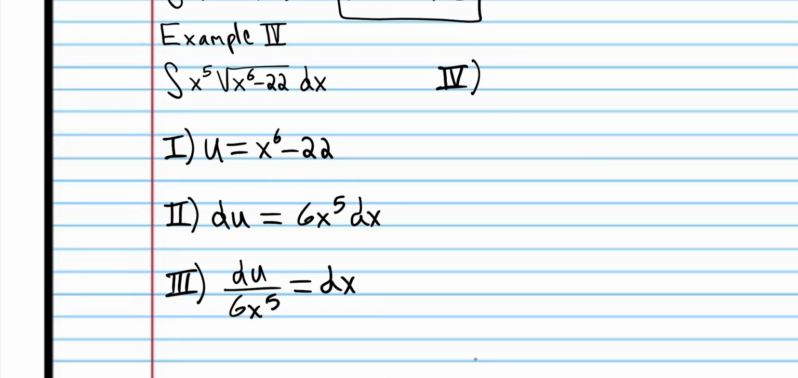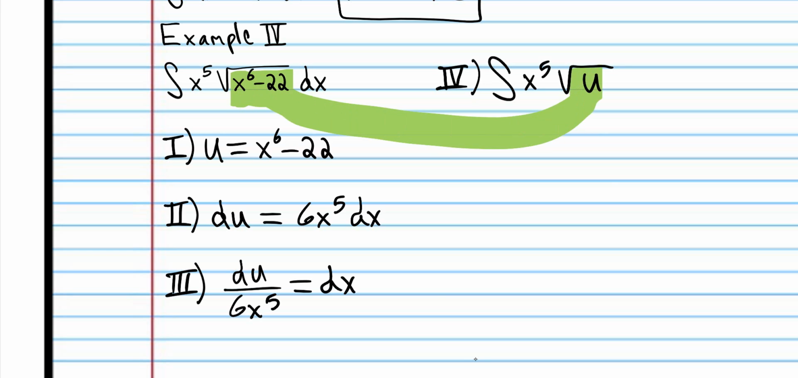So now we go to step 4. And step 4 is we're going to rewrite this integral, but instead of x to the 6th minus 22, we're going to write u, because didn't we say that this green expression in here is equal to u, right? We said that here in the blue equation.